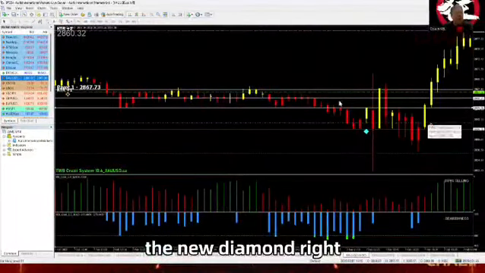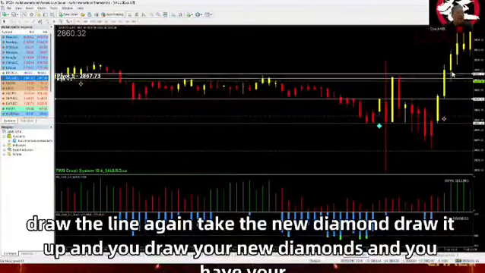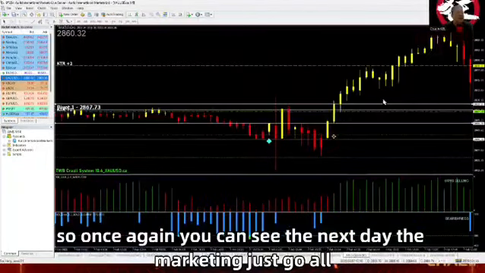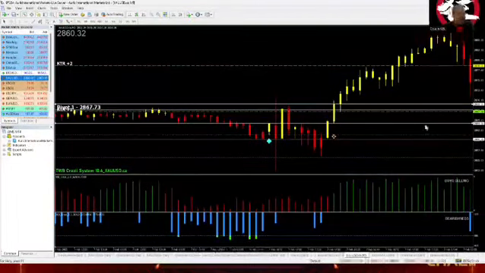But then it's a new diamond, right? So with a new diamond, what you do is draw the line again. Take the new diamond, draw it up, and you have your new line here. Once again, you can see the next day the market just goes all the way up because of the new diamond that's available on your screen.